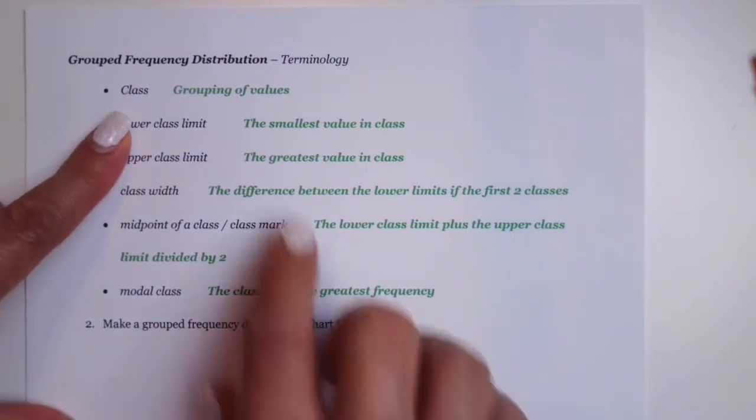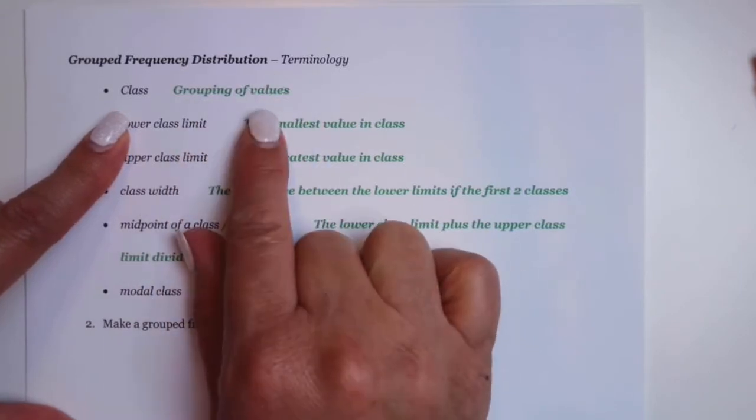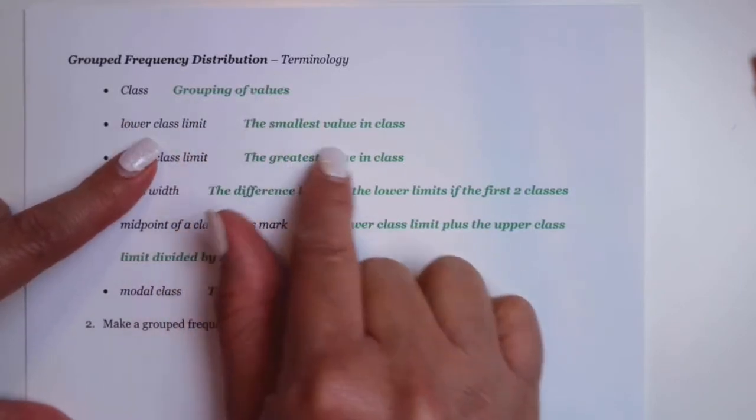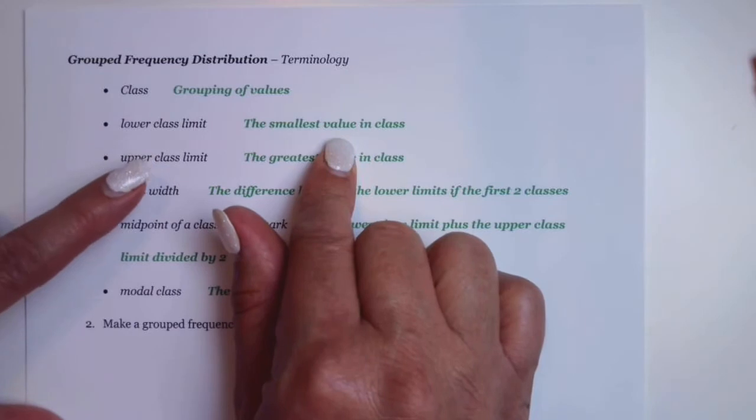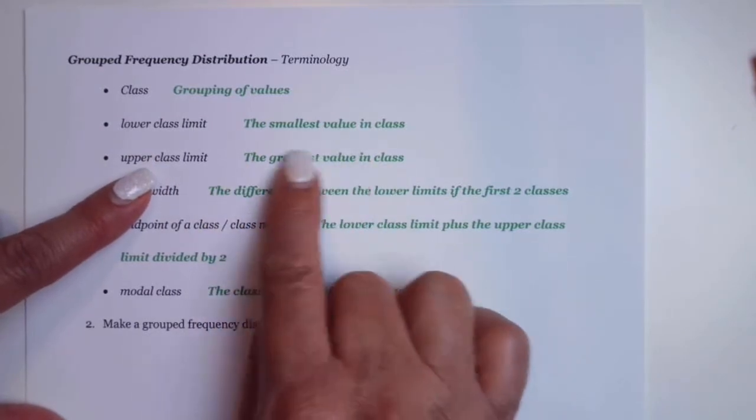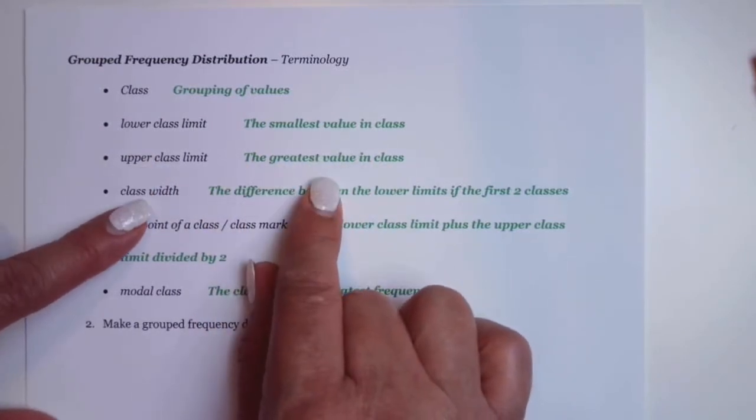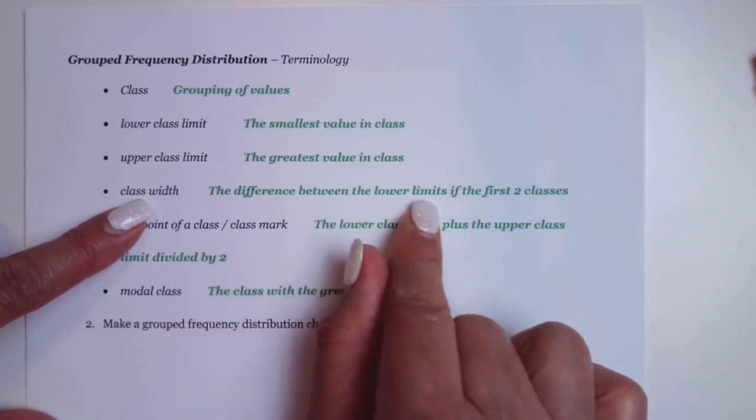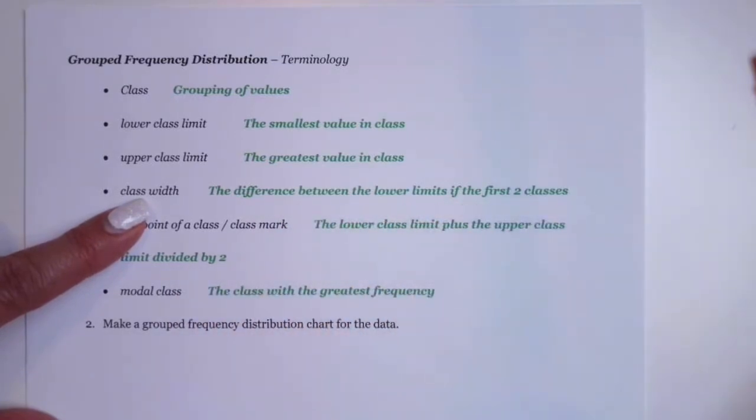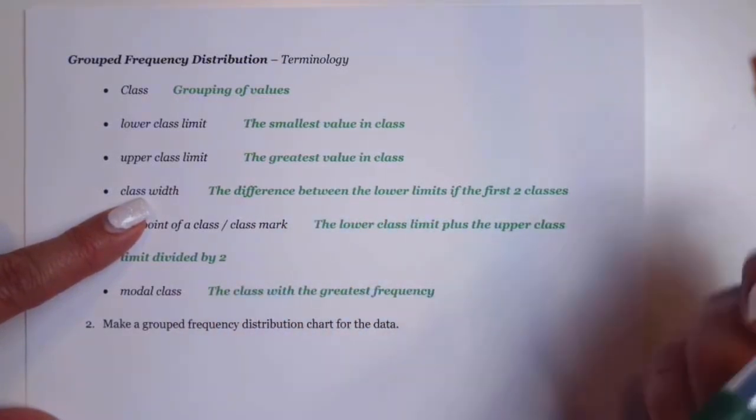So a class is a grouping of values. Lower class limit is the smallest value in a class. Upper class limit is the greatest value in a class. Class width is the difference between the lower limits of the first 2 classes. And that should be enough.